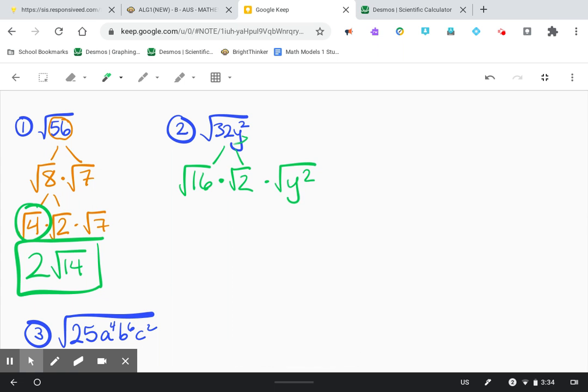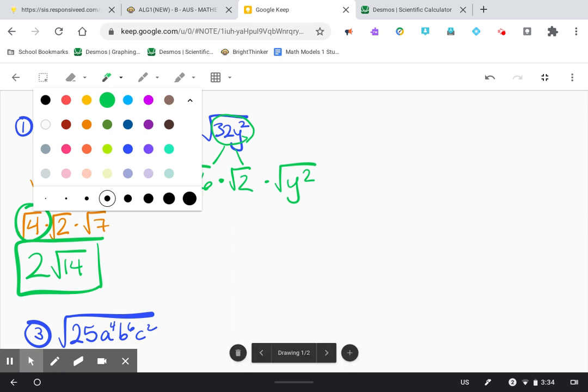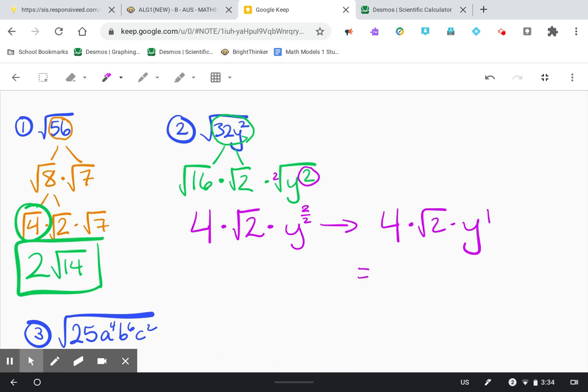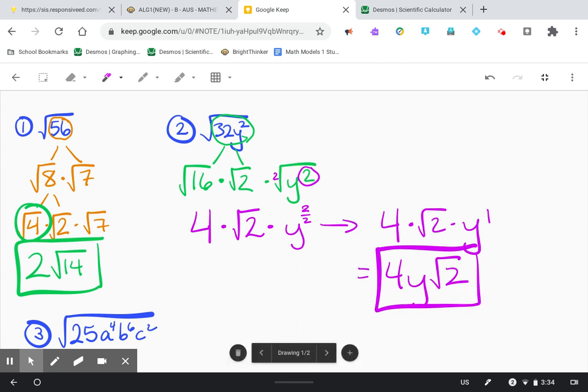So I've broken this expression down into parts. And then if I go through them, I notice that the square root of 16 is 4. And I know the square root of 2 cannot simplify. And then the square root of y squared. This is where this kind of comes into important play. If I rewrite this expression as a fractional exponent, I have a 2 and an imaginary 2 here. It becomes 2 over 2, which becomes y to the first power. And then again, I can rewrite this to be 4y times the square root of 2. And then we're done.